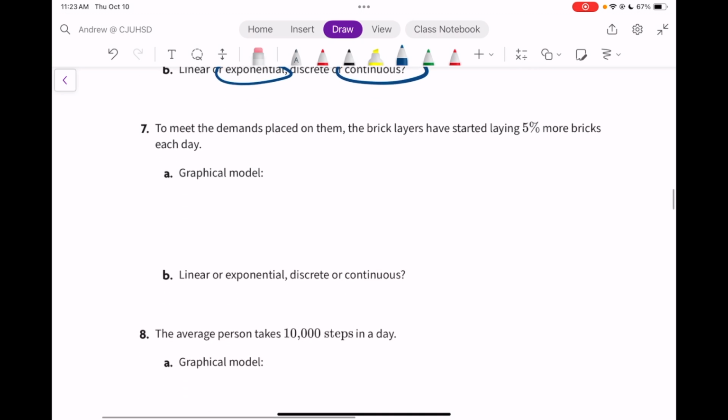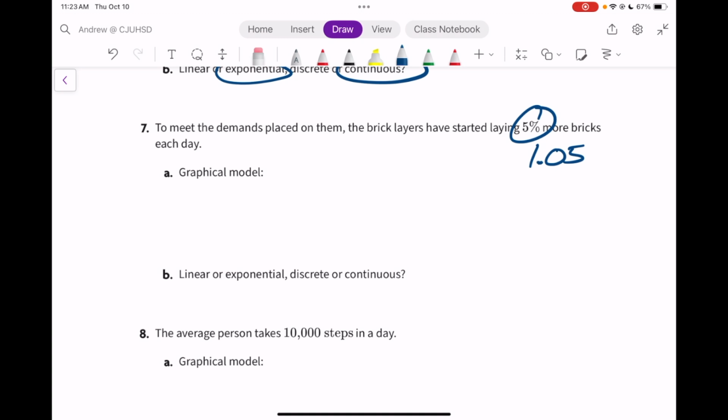Number 7. To meet the demands placed on them, the bricklayers have started laying 5% more bricks each day. When we've worked with this before, we know it's geometric because we have a multiplier of 1.05. Let's try to think about that. What would that look like as they keep laying bricks?